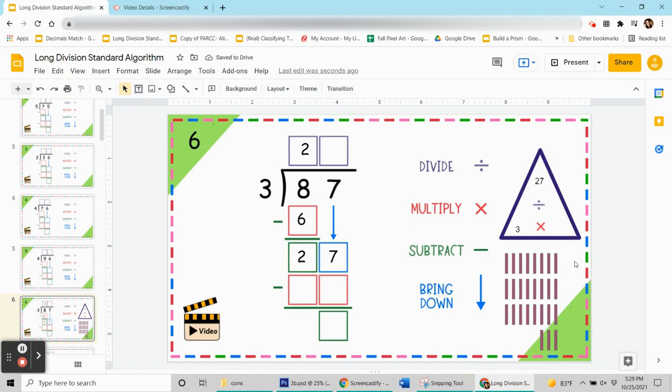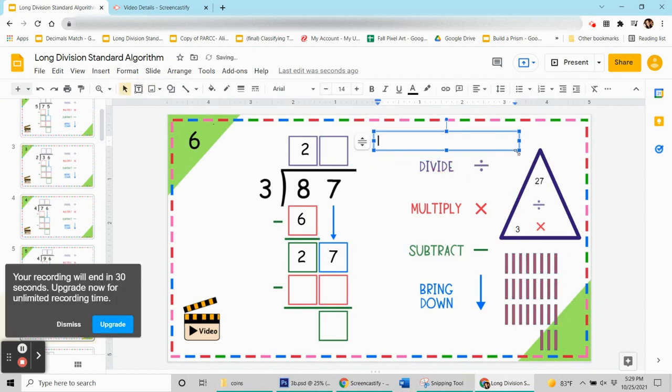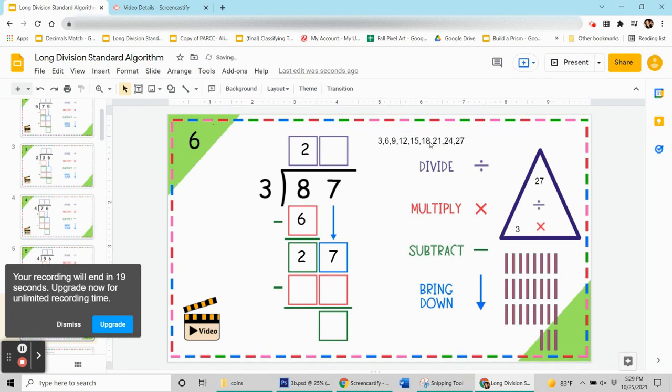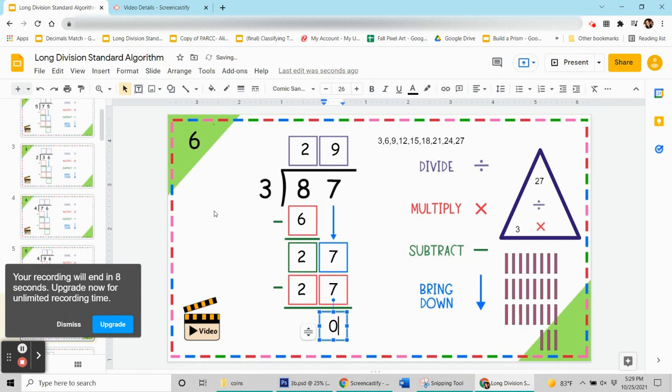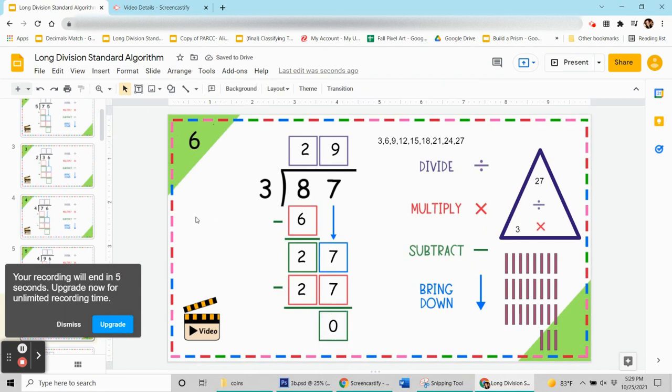You can make groups. Down here I have 27 rectangles, so you can make groups of 3. Or you can skip count your 3s and see, can I get close to 27 without going over? So 3, 6, 9, 12, 15, 18, 21, 24, 27. So 3 goes into 27 9 times. Now we multiply. 9 times 3 is 27. And then you subtract, and we got a 0. So that's how we do the standard algorithm for long division.